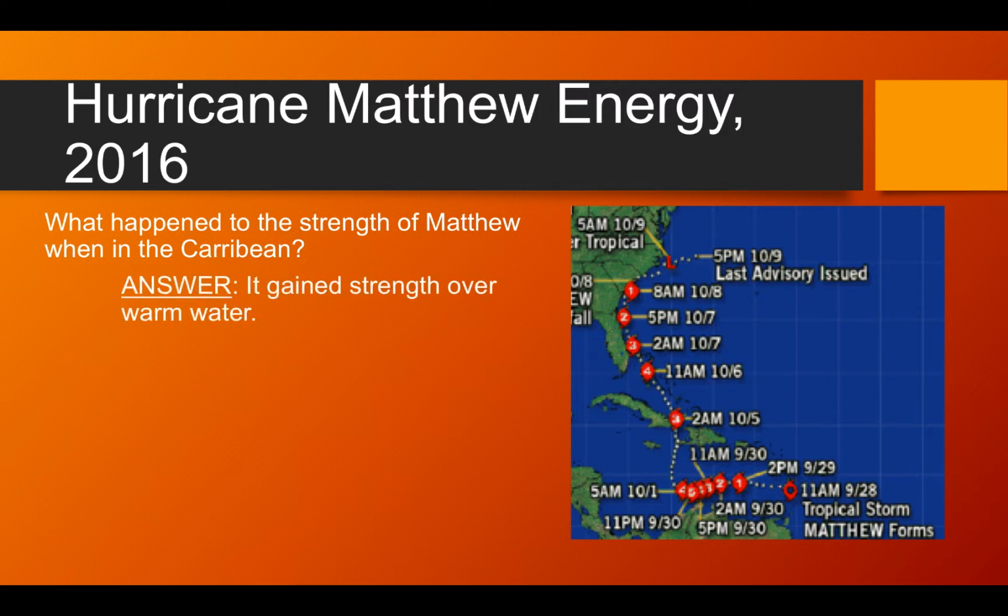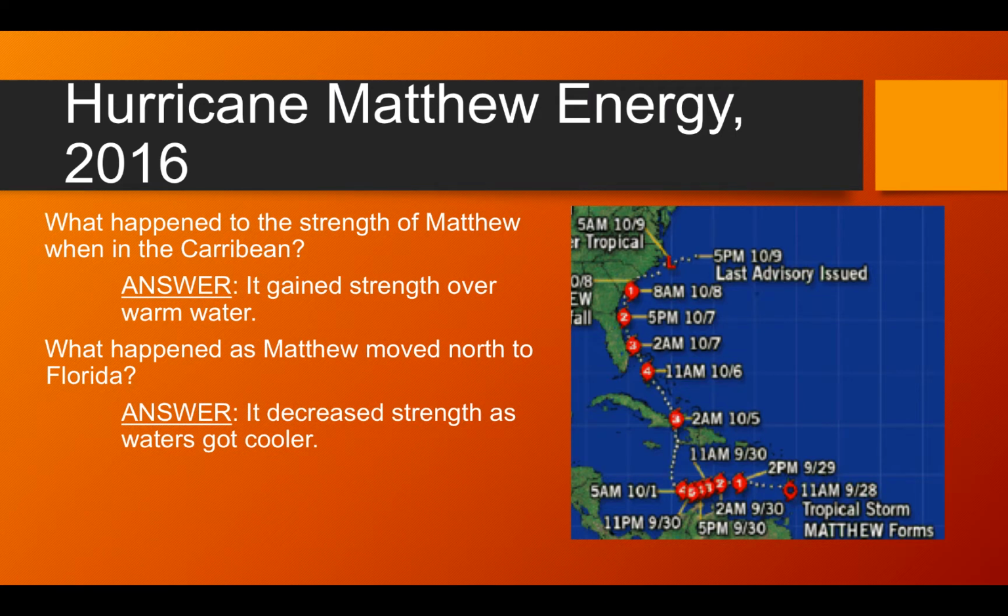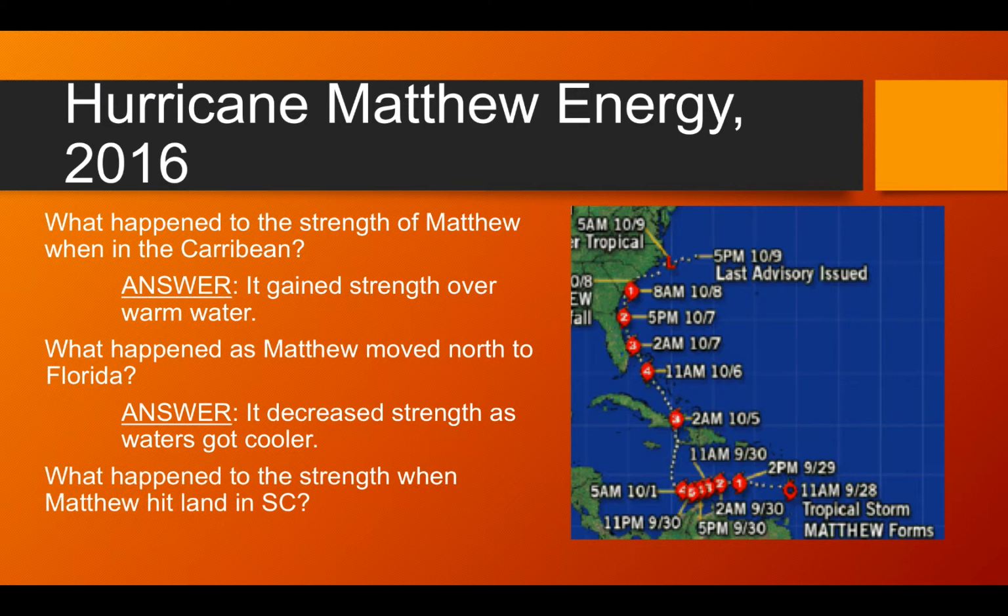So the answer was, when it was over the Caribbean, it was gaining strength all that time. From a tropical storm to a Category 5, decreasing just slightly to a Category 4. Then what happened as Matthew moved north to Florida? Well, eventually, Matthew got close enough to Florida, and the temperature of the waters are now decreasing as it moves further and further north. So as it did, it decreased its strength as it got over colder waters. And what happened to the strength when Matthew hit land in South Carolina?